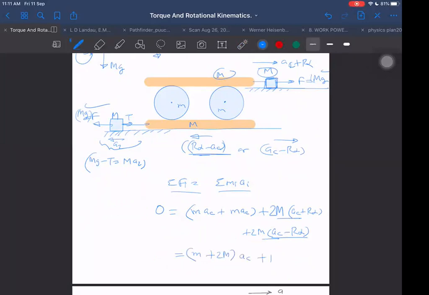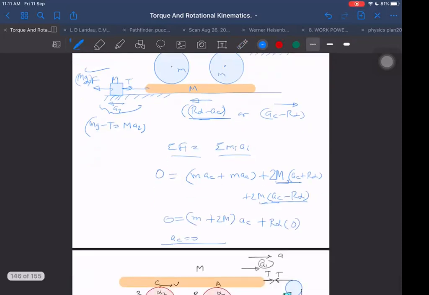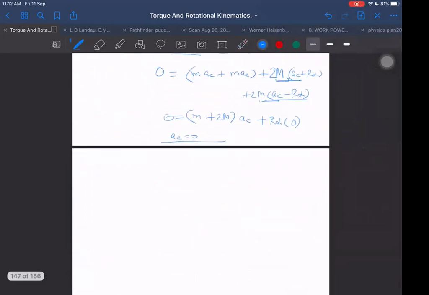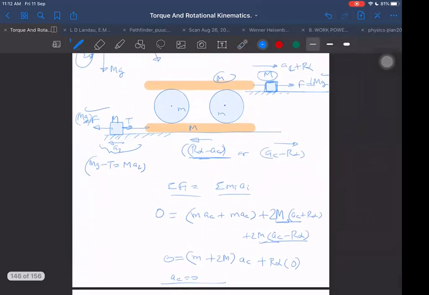And plus R alpha is multiplied by what? R alpha is multiplied by capital M minus small m. That is 0. So what are we getting for AC from there? 0. Then we are getting AC to be 0. Means these cylinders will not move anywhere. This will just remain at rest only.